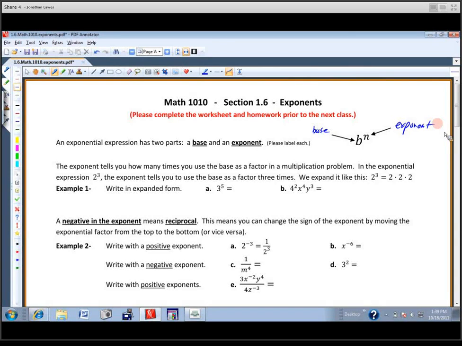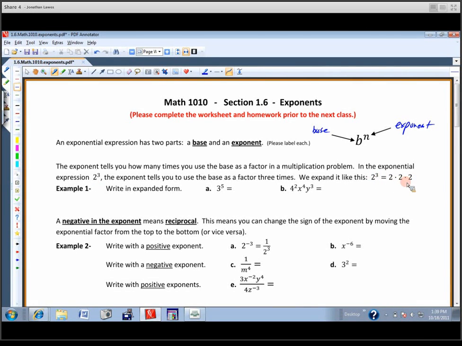That's the exponent. Okay. And what the exponent does is it tells you how many times you use the base as a factor in a multiplication problem. So exponents are kind of shorthand for writing multiplication problems. So if we look at this exponential expression right here, 2 to the third, the base is 2, the exponent is 3, and what it tells us is that we're going to use the base, 2, 3 times in a multiplication problem. So it's going to be a factor 3 times.